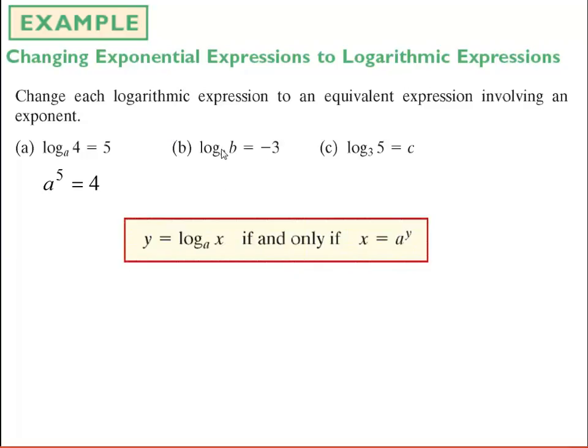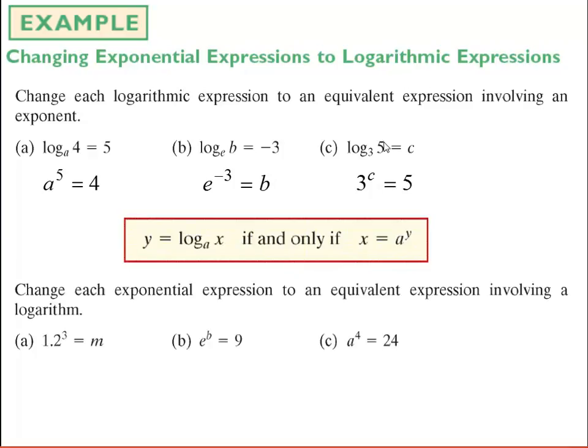And then ditto for this one. This is going to become base e raised to the power of negative 3 equals b. And then you try letter C for me for a second. Pause the video, you try letter C, and then unpause and see if you get the same answer that we get. Now that you've unpaused your video, hopefully, following this definition, you said 3 to the power of c equals 5, and there's your exponential form.